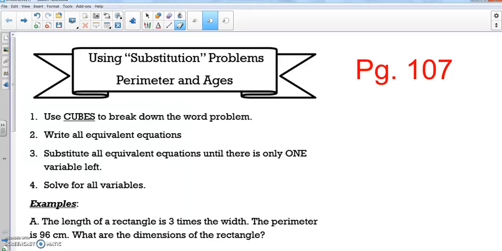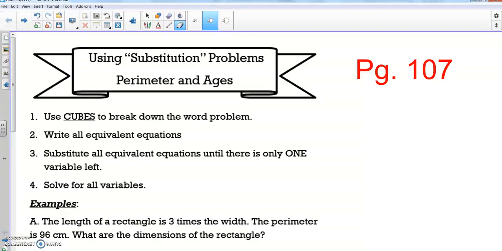Please leave 106 blank. First off, you're going to use cubes to break down these word problems. You're going to write all the equivalent equations, substitute all equivalent equations until there is only one variable left, and you're going to solve for all the variables.